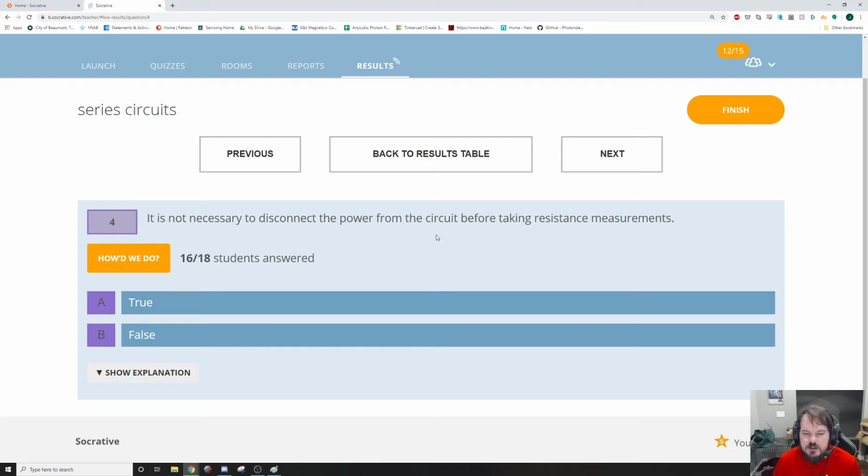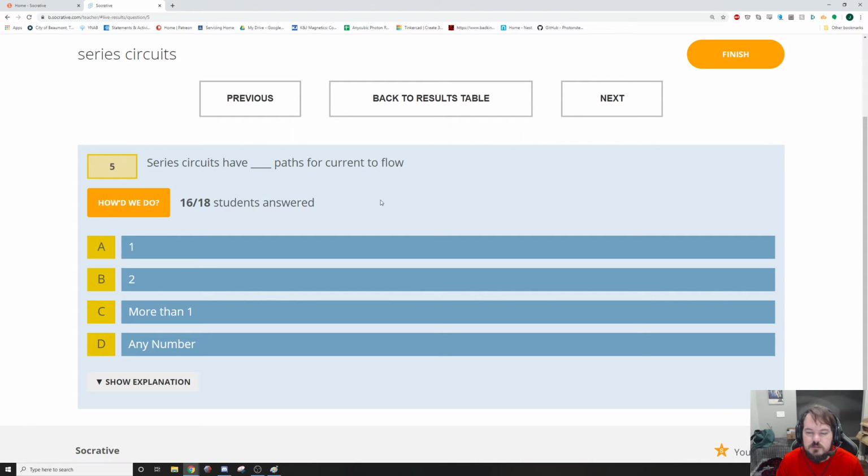It is not necessary to disconnect the power from the circuit before taking resistance measurements. It is necessary because you can damage the meter. Series circuits have one current path. That's the most fundamental thing that we're going to cover.